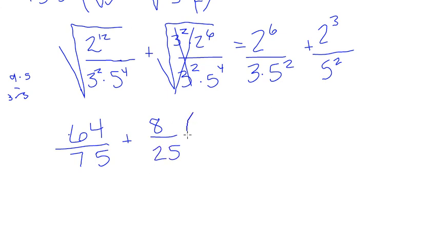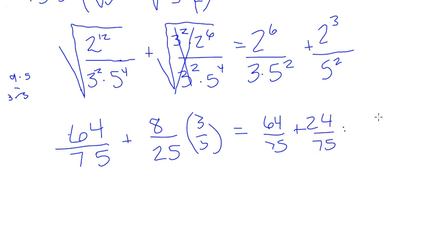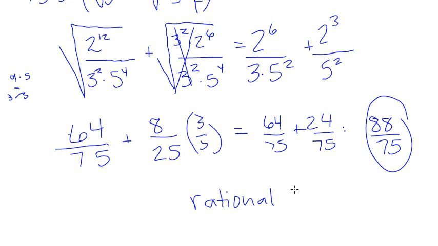Well, I want to be able to add these together, so let's increase this by 3 over 3. So this is going to be 64 over 75 plus 24 over 75. So we're going to get a grand total of 88 over 75. Well, that right there is a fraction, and the literal definition of a rational number is something that can be written as a fraction. So that is going to be a rational solution.